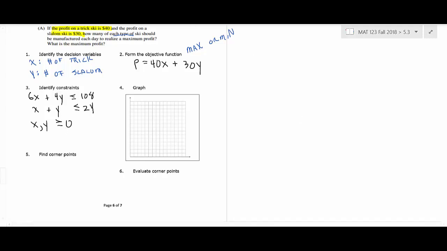Okay, so let's put this together. We have 6x plus 4y less than or equal to 108. The second equation is x plus y less than or equal to 24. So to finish this up, we want to go ahead and get our graphs, and then get our feasible region and then evaluate the corner points.